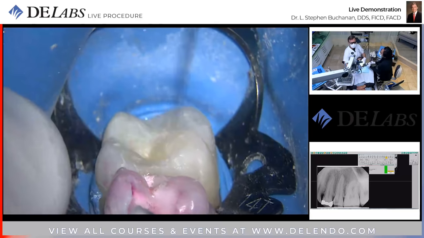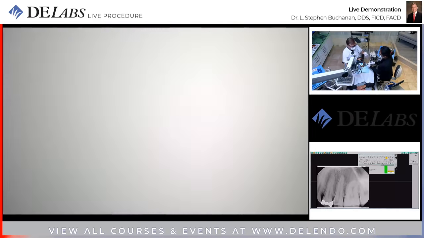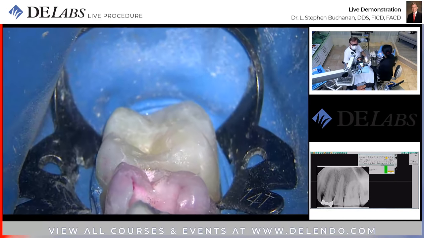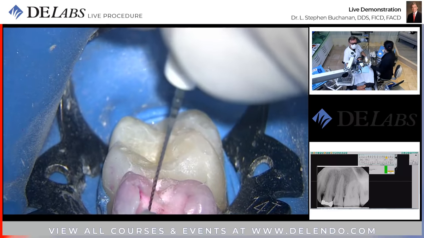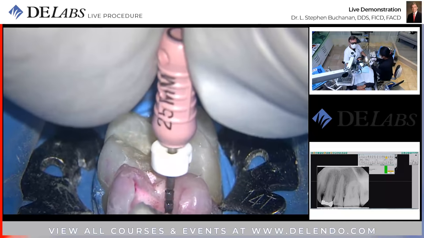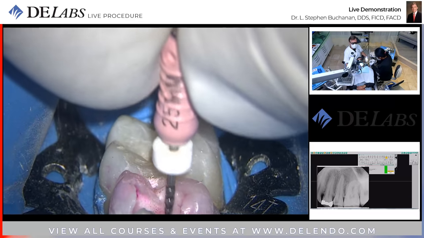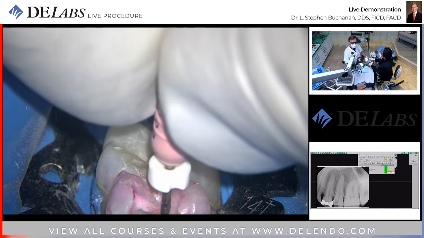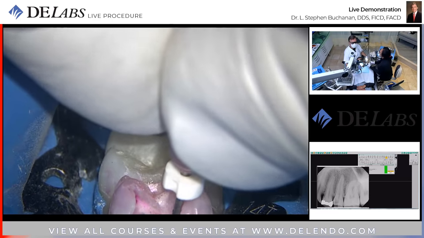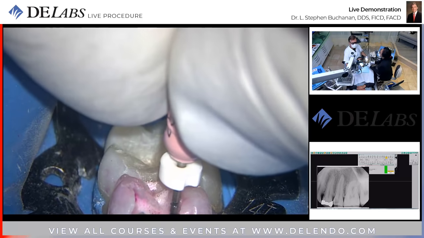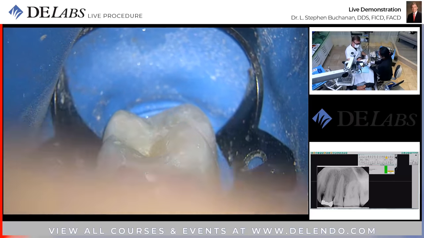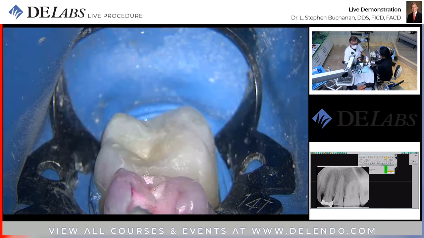Okay. Not sure that one's going to be negotiable. Just see what happens when you put a straight one in. It's always interesting to me because I believe the smaller accessory canal is actually straighter in that direction. Okay, I'm not going to dink around in there. Let's see if we can gauge.